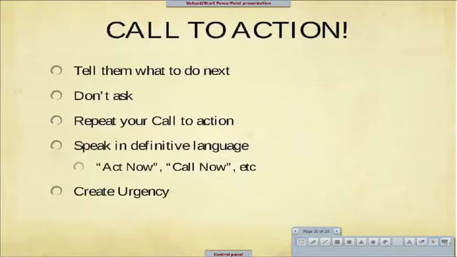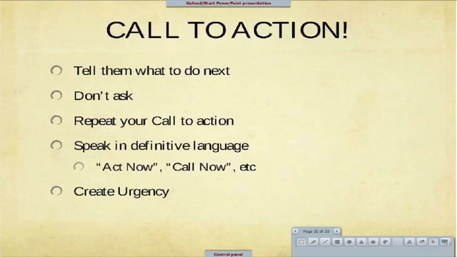And then the last thing, really, the core element is your call to action. You have to have a clear call to action. You've got to tell them what to do, why they need to do it, and you've got to get them to do it now. Okay? Again, hanger infomercial. It's always going to be, call right now. You never want to ask them to do something.